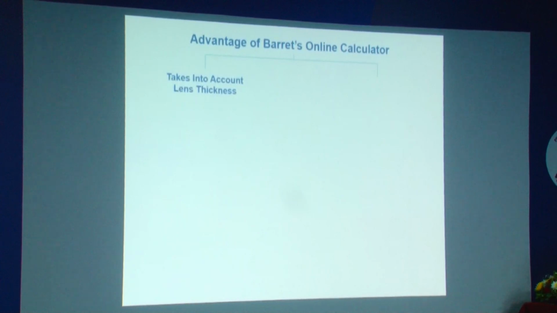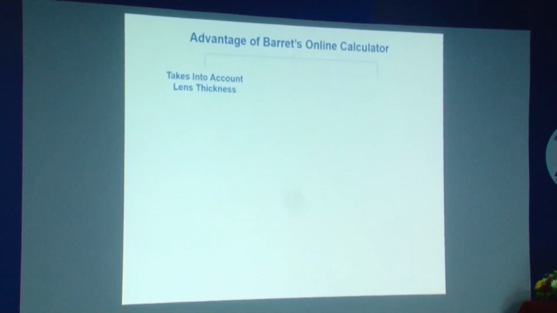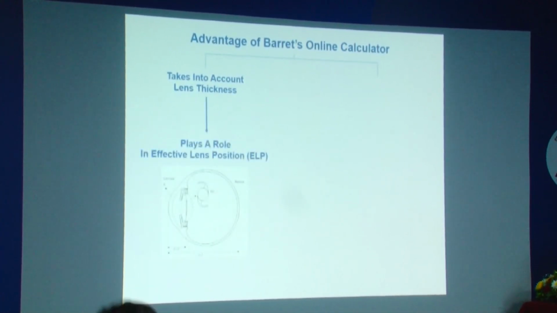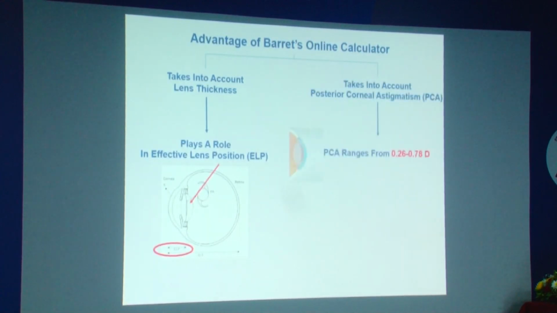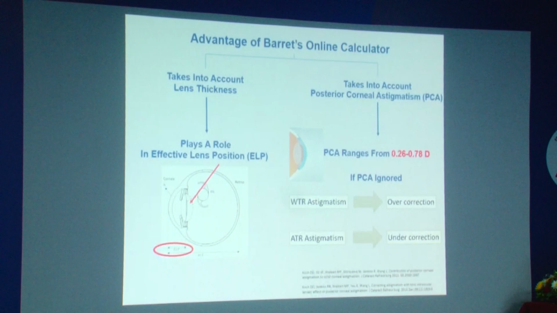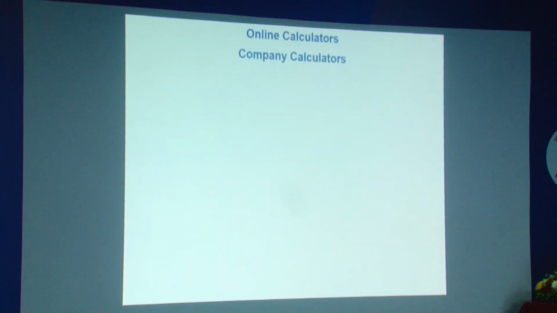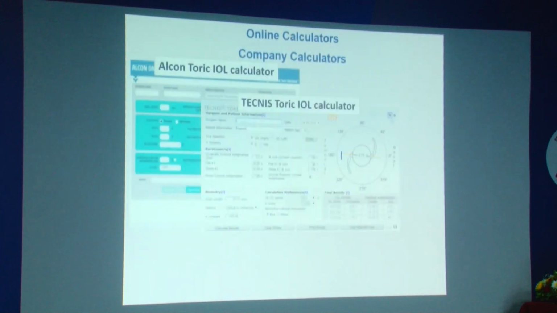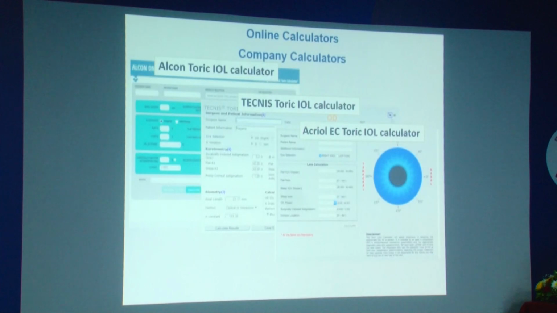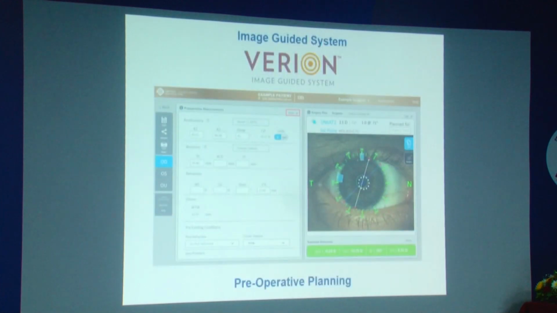The advantage of the Barrett online calculator, like I mentioned, is that it takes into consideration the lens thickness and therefore the ELP is taken care of, and also takes into consideration the posterior corneal astigmatism, which normally ranges from 0.2 to 0.78. Now, if we ignore the PCA, what happens is you could get an overcorrection in with the rule astigmatism and an undercorrection in against the rule astigmatism. We also have online calculators from various companies depending on whichever lens you're using, which are also a good option available.